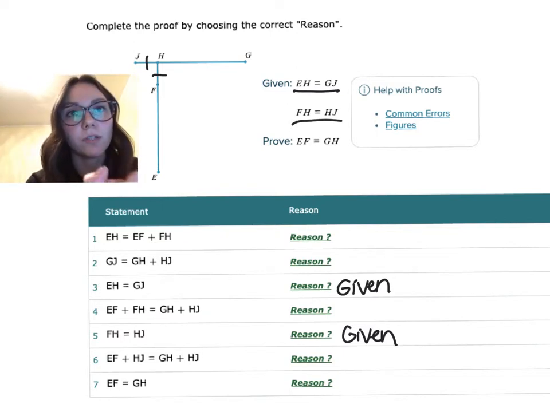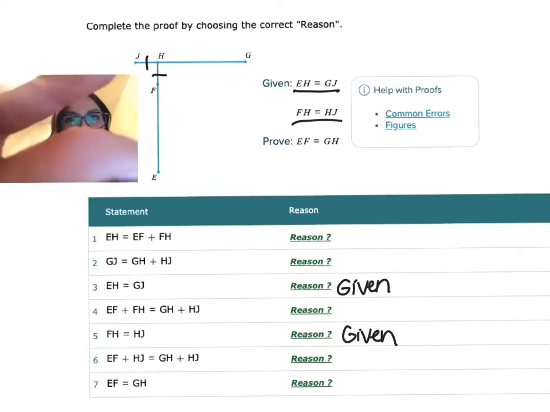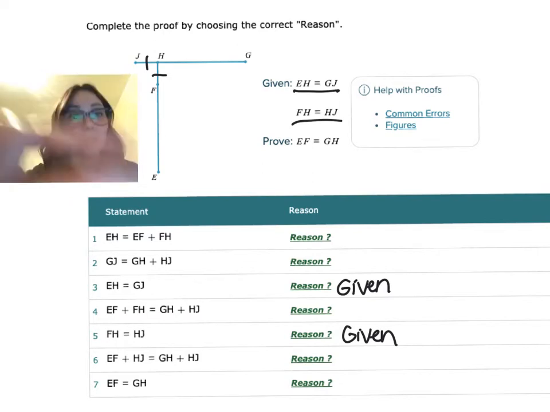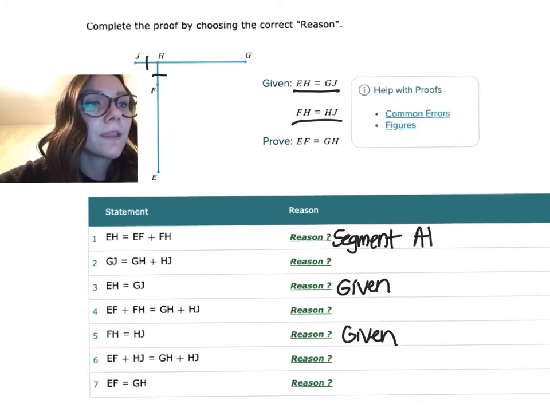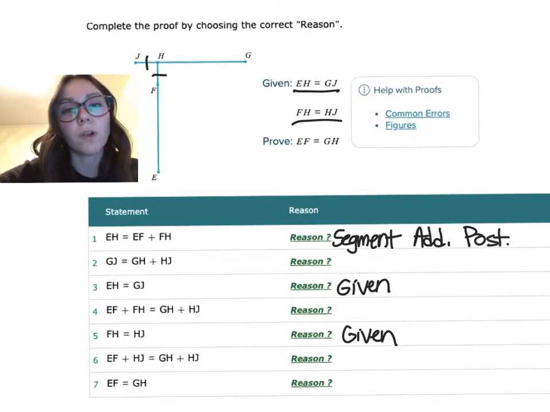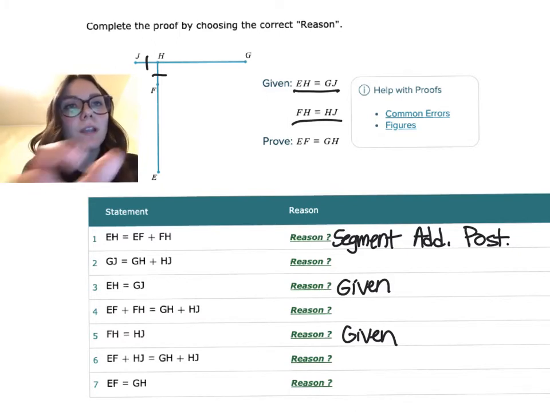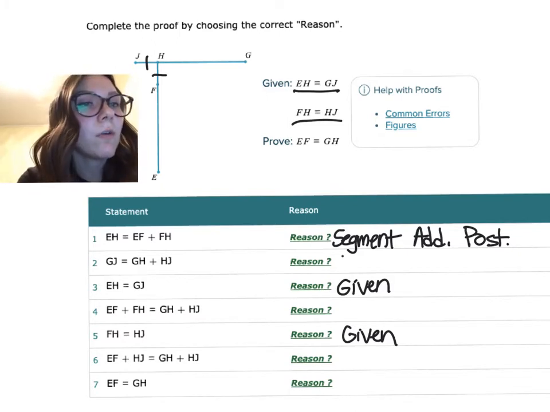Anytime we're relating parts and wholes, we're using segment addition postulate. Part plus part equals whole. So EH, the whole thing, equals its smaller parts, EF plus FH, okay? So this is the segment addition postulate. ALEKS calls it the segment addition property. Same thing, okay? They do the same thing with GJ. They break it up into its two smaller parts. So that's, once again, segment addition postulate.